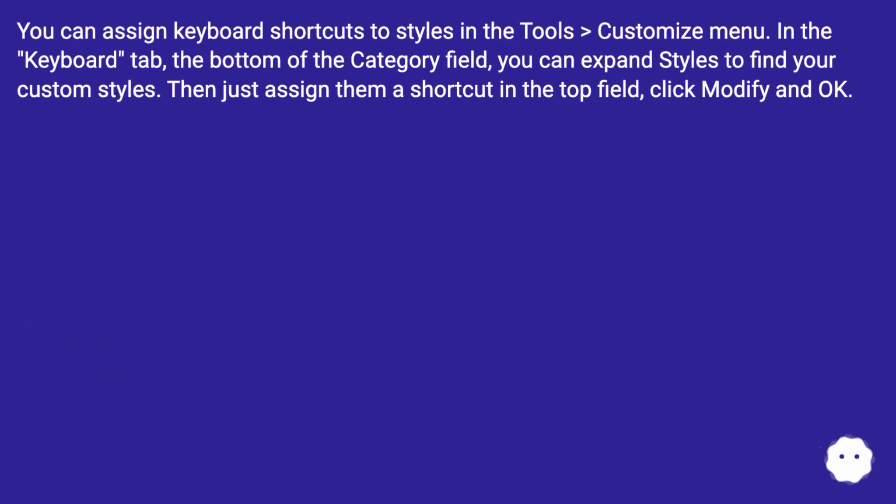You can assign keyboard shortcuts to styles in the Tools > Customize menu. In the Keyboard tab, at the bottom of the category field, you can expand styles to find your custom styles. Then just assign them a shortcut in the top field, click Modify and OK.